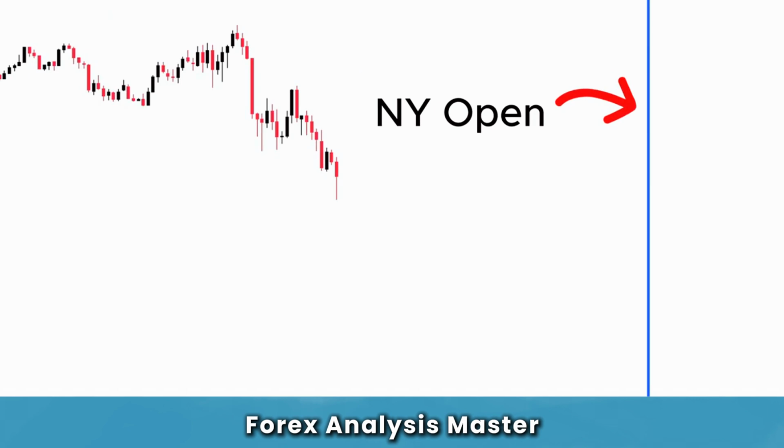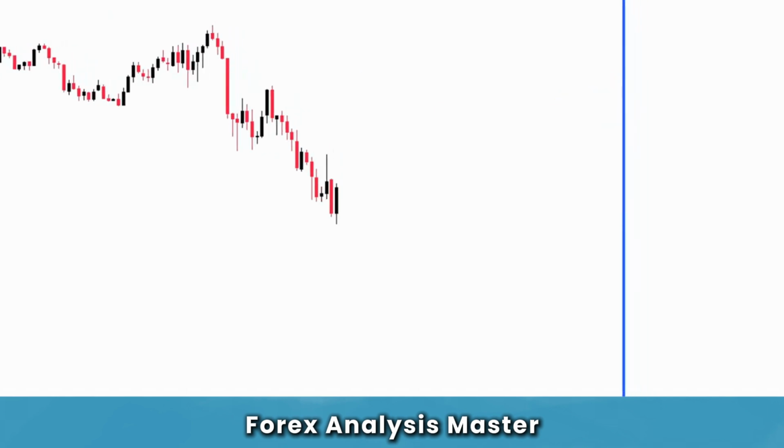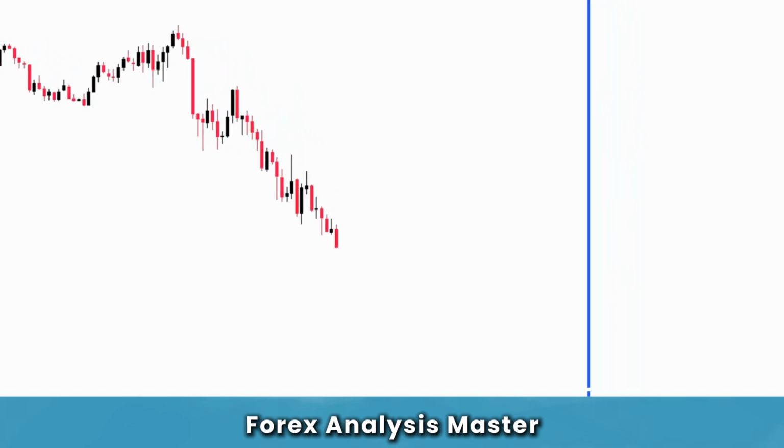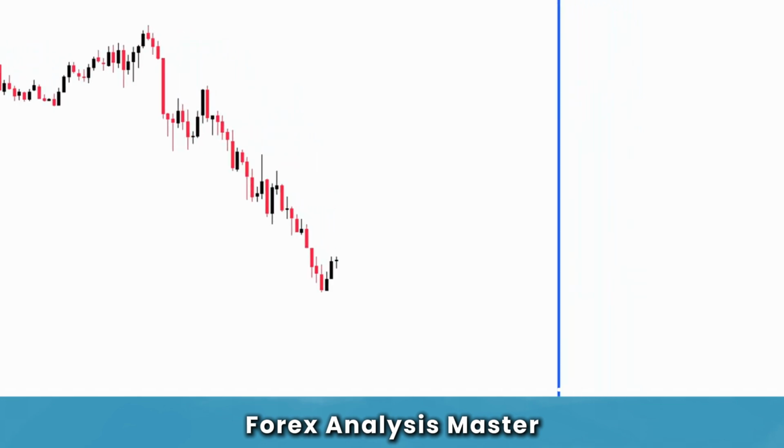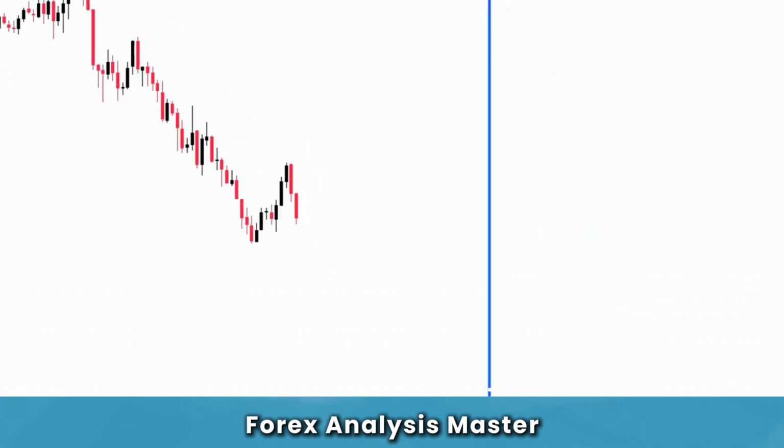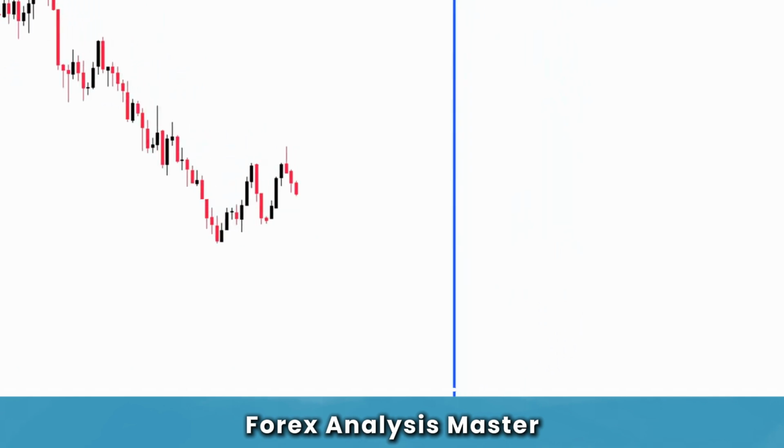The blue horizontal line represents the open of the New York session. First point checked. Now onto the second step. We mark both liquidity sides, which are the last swing low and high points.